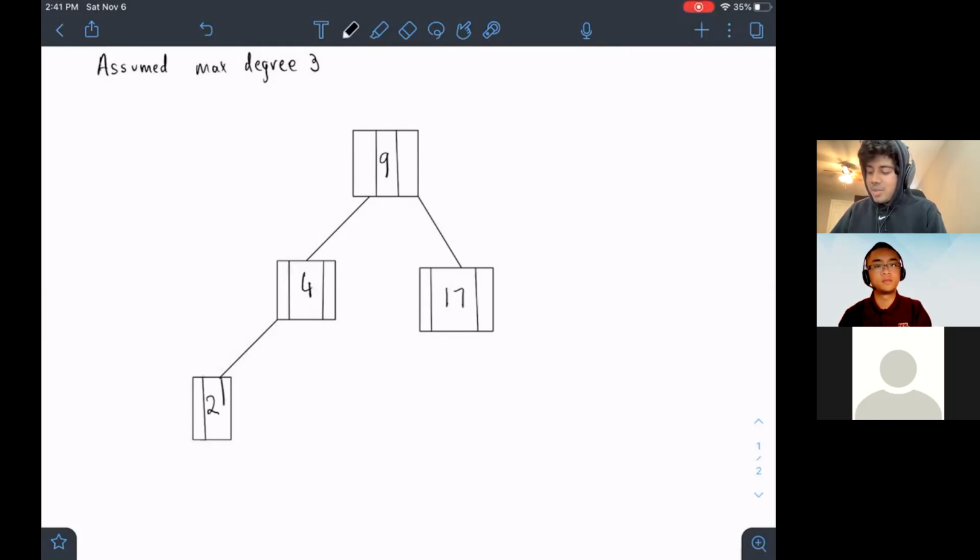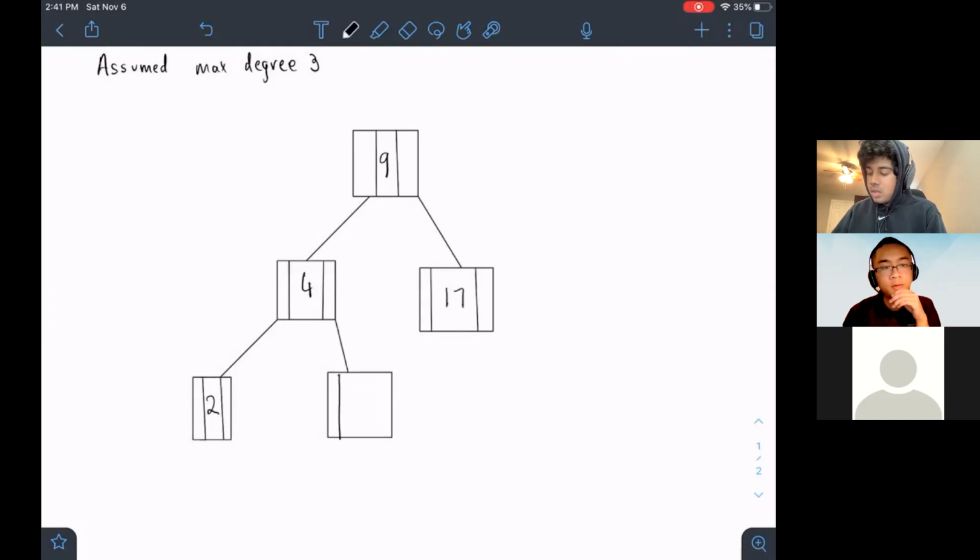Actually, I think maybe doing max degree of 3 is kind of cheating because that basically just makes it a binary search tree, right? It doesn't need to be a binary search tree because right now each node is m equals 2.